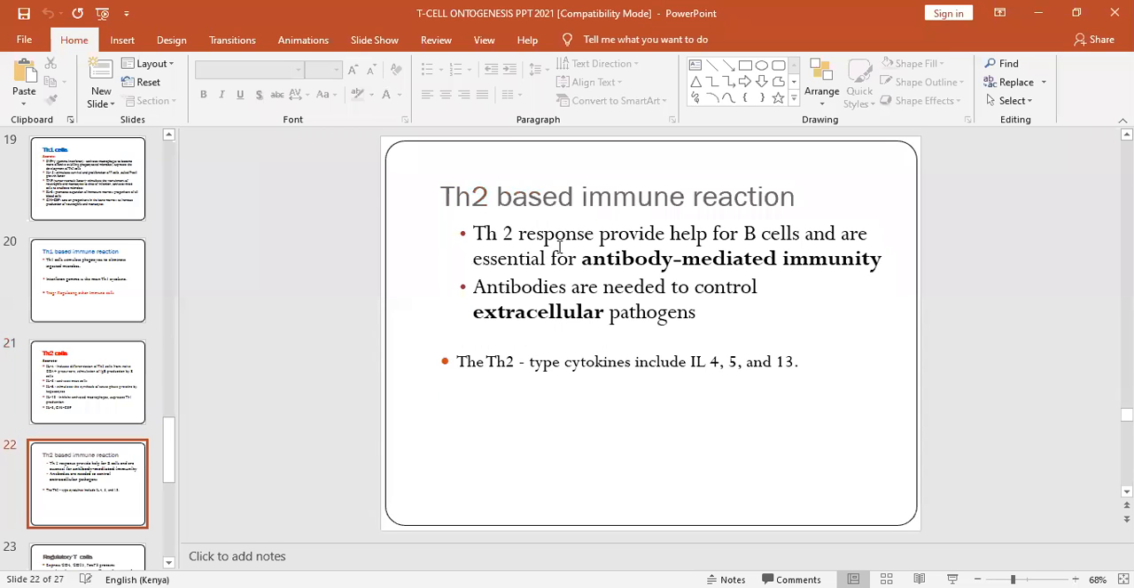Now, what is common about the helper type 2 based immune reaction? We talk about this as antibody-mediated immunity because they are mostly activating the B cells to produce antibodies. And that's why we talk about the T helper type 2 as mostly based on antibody-mediated immunity or immune responses. The antibodies are needed to control extracellular pathogens.